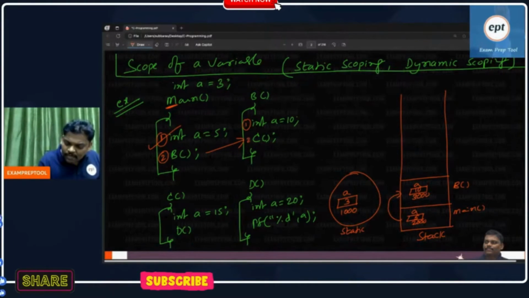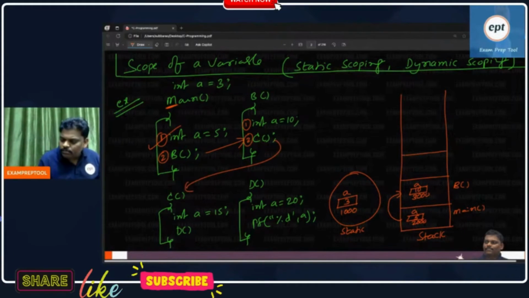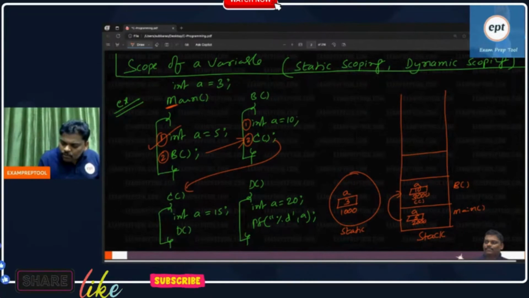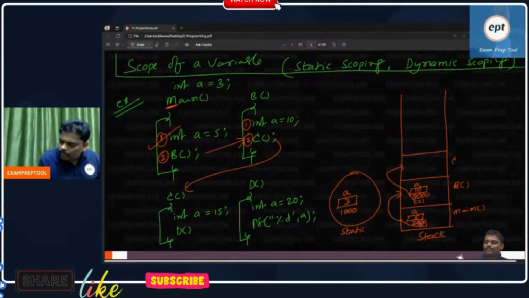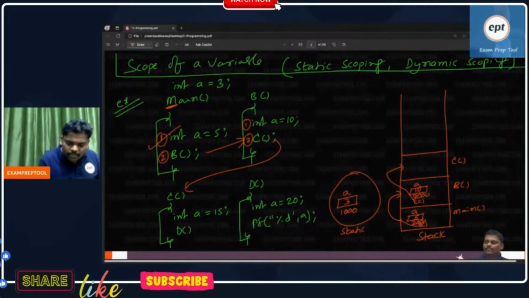Now see the second line. C function is called, again a push operation. Here B was called, I did the push operation. Now C is called, I will do the push operation. In the C first line, declaration, create memory. A is 15, address is 4000. After declaration is over, second line, call the D function.